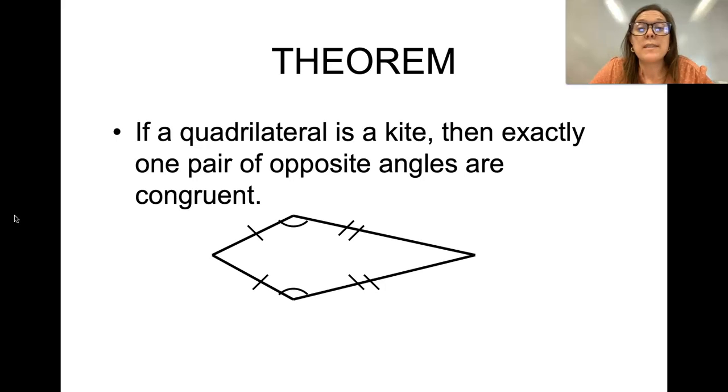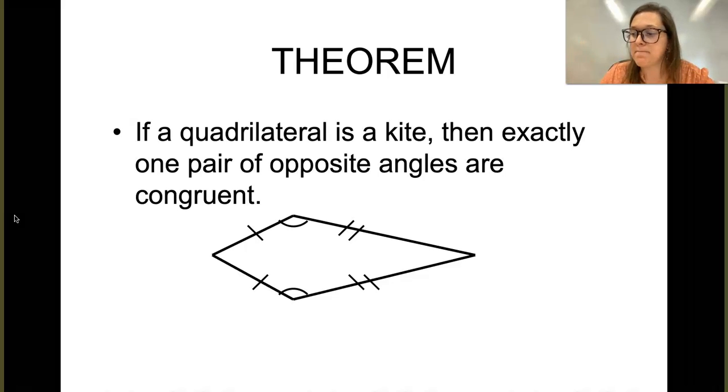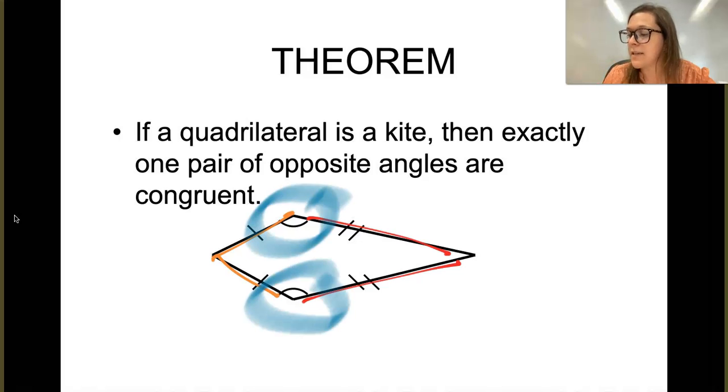If a quadrilateral is a kite, then exactly one pair of opposite angles are congruent. And those opposite angles are going to occur where the non-congruent adjacent sides are, right? So a congruent, congruent. These are congruent, congruent. So the angles connecting those non-congruent adjacent sides are where your two congruent angles are going to be.